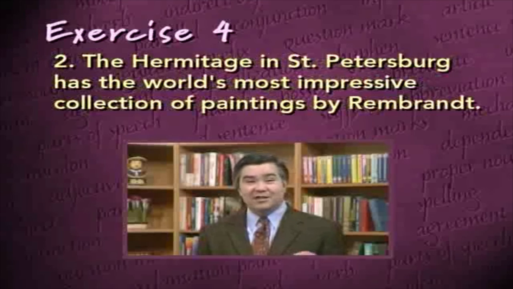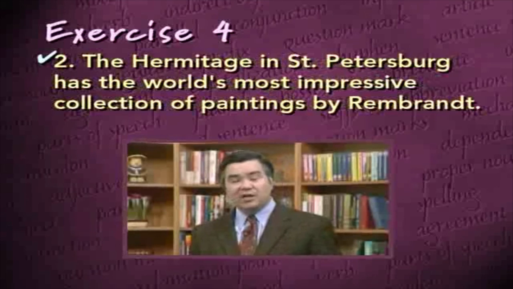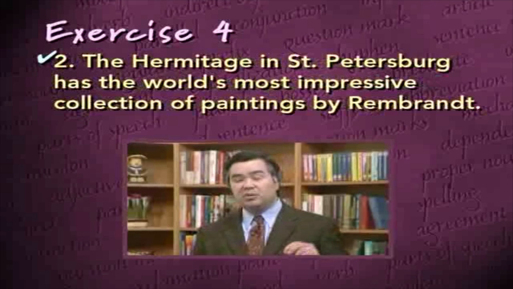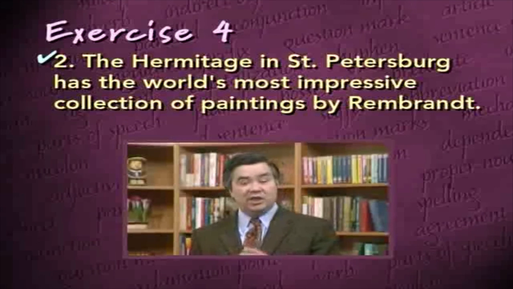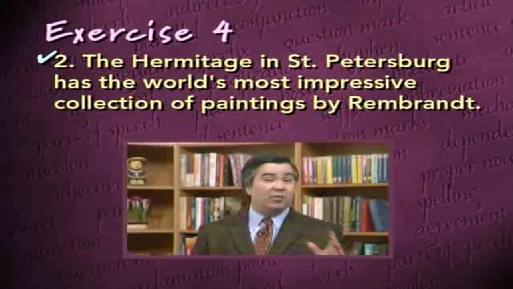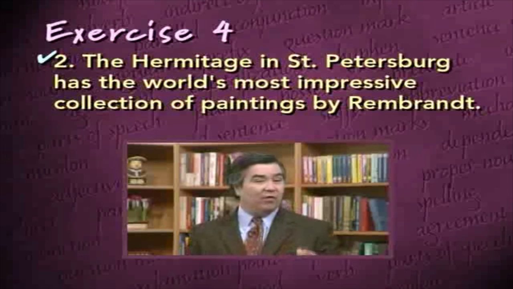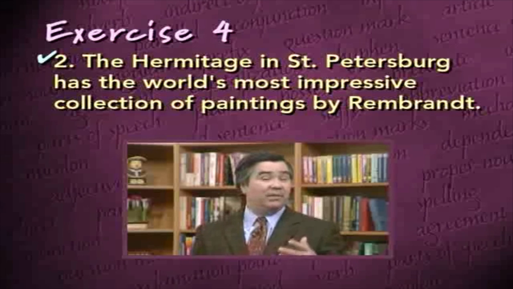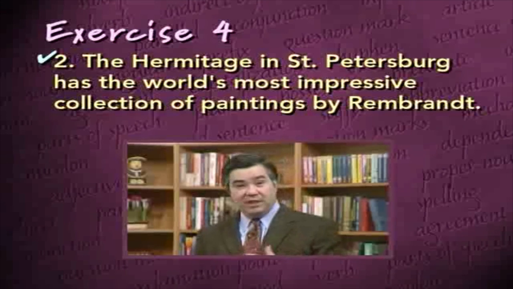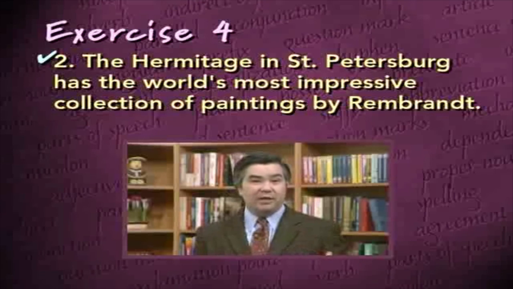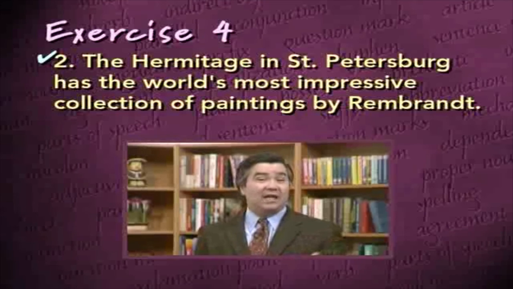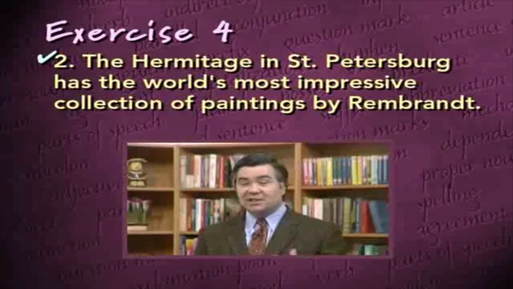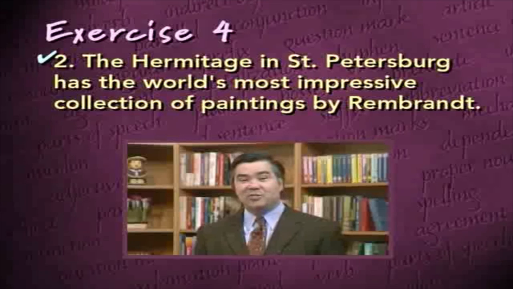Our next example is the sentence that happens to be perfectly correct. The Hermitage in St. Petersburg has the world's most impressive collection of paintings by Rembrandt. Here the Hermitage collection is being compared with all the other Rembrandt collections in the world. There are more than two, and so therefore the superlative form of the adjective impressive is correct, and there's no problem with comparability, there's no double comparison, and no adjective that is absolute has been mistakenly compared. So this sentence doesn't contain any errors, it's perfectly correct as written.